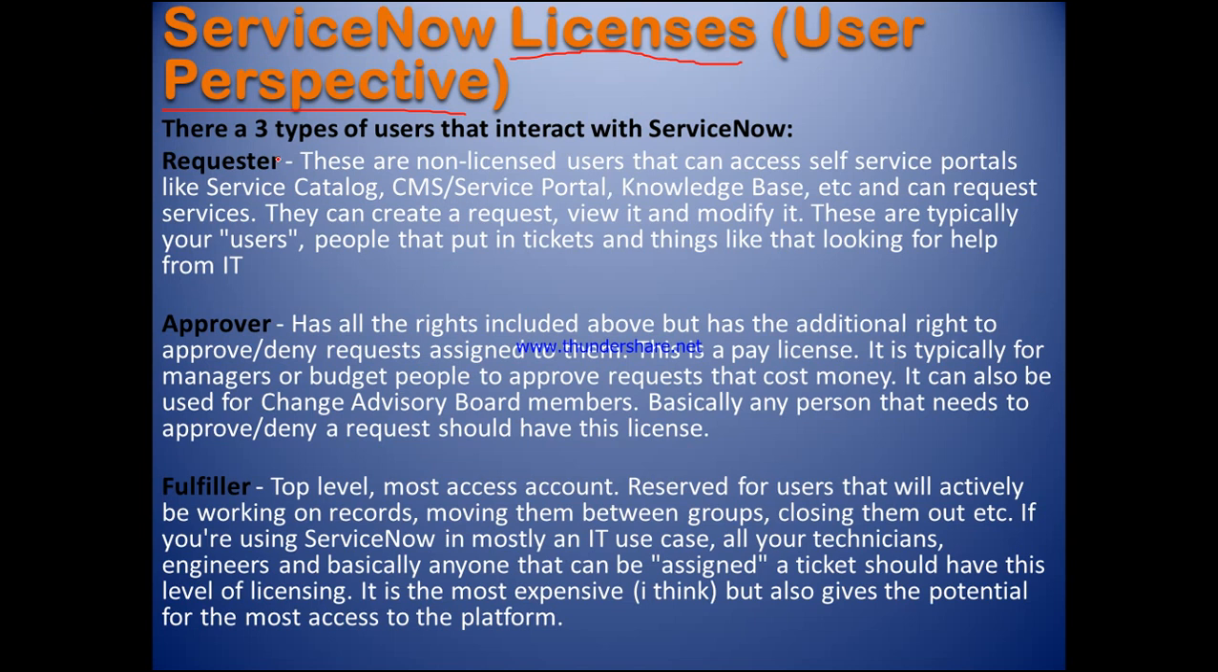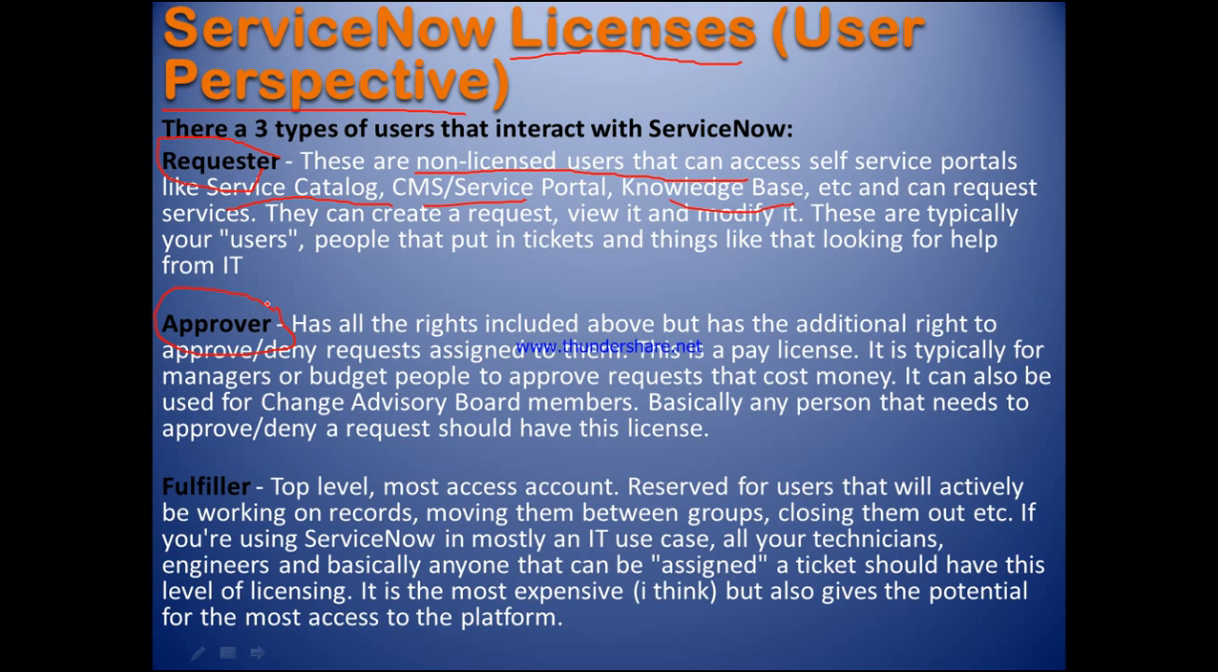So number one is the requester. The requester is the one we call an end user. These are non-licensed people who can use the self-service portal, can raise a request, and can use the portal, CMS portal, knowledge base, etc. They don't need any kind of license to access that part. Approver is the one who approves things.